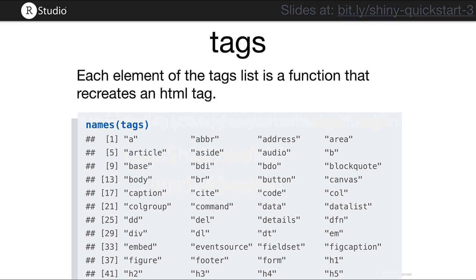So this tags object is a list, and it contains 110 elements for 110 different tags. We're just looking at the first 40 or so here. And you can see that each of the elements has the name of an HTML tag. For example, we see right away that A tag we looked at earlier. It makes a web link.